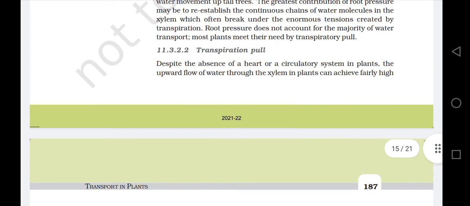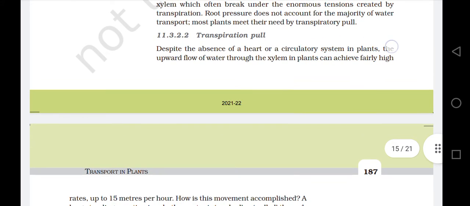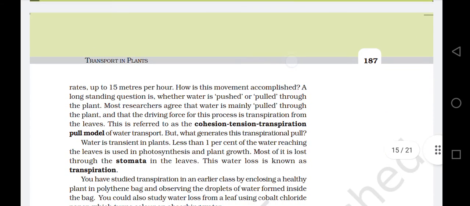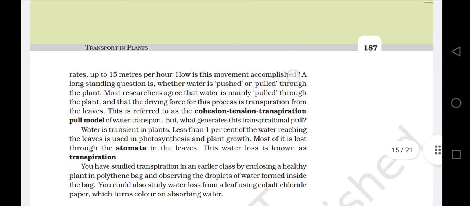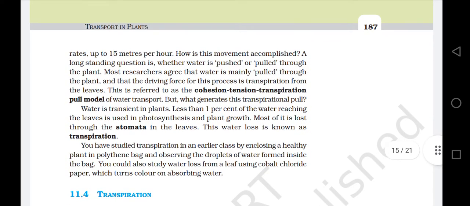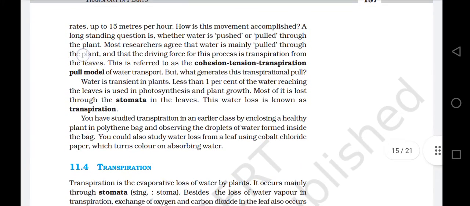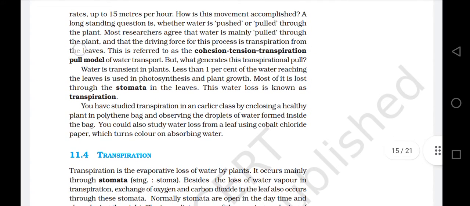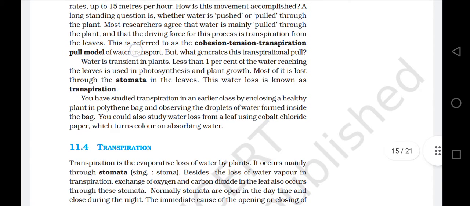11.3.2.2 Transpiration pull. Despite the absence of a heart or a circulatory system in plants, the upward flow of water through the xylem can achieve fairly high rates, up to 15 meters per hour. How is this movement accomplished? A long-standing question is whether the water is pushed or pulled through the plant. Most researchers agree that water is mainly pulled through the plant and that the driving force for this process is transpiration from the leaves. This is referred to as the cohesion-tension transpiration pull model of water transport.